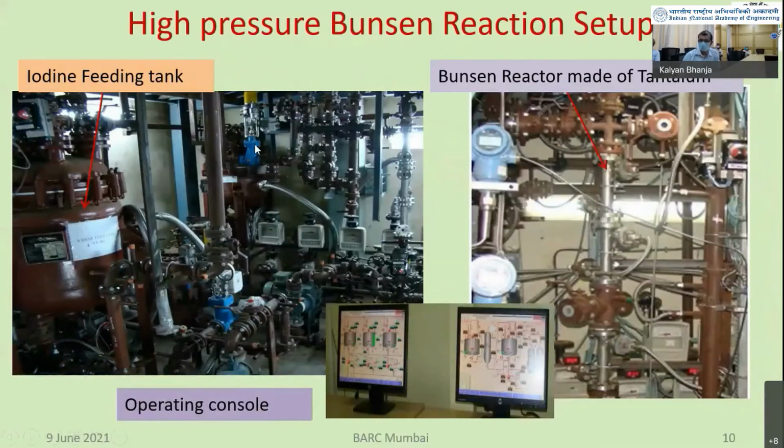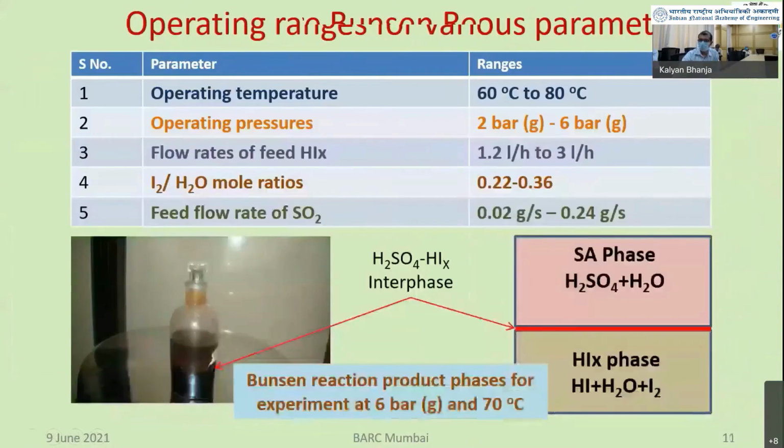So to start with, we have studied this Bunsen reaction at high pressure. So we had built the plant. It is like an industrial plant having all the features of a typical chemical plant with all safety interlocks, alarms. So a SCADA PLC system is there. Then we had spare pumps also in the system. In the Bunsen section, we got this operating range 60 to 80 degrees centigrade, pressure from 2 to 6 bar we had studied, and then we could get a very good product at around 6 bar pressure at 70 degrees centigrade. We can see here that at atmospheric pressure, the two phases were something different, and at high pressure, these two phases are far better, in the sense they are purer.